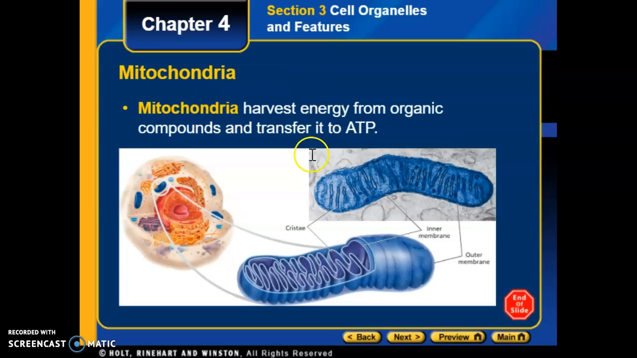All right, this little jelly bean thing here is the mitochondria. If there's one thing that you remember throughout biology that most students take with them, the mitochondria is the powerhouse of the cell. Okay, so the mitochondria harvests energy from organic compounds and it transfers it to ATP, which is the molecule that your cells use to release energy.